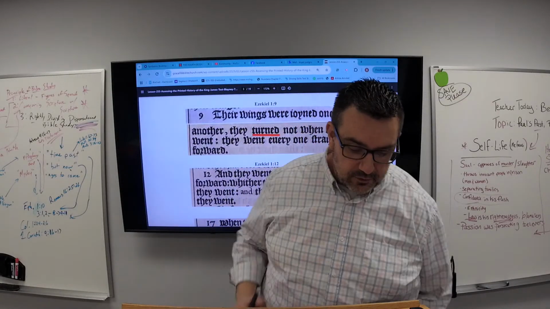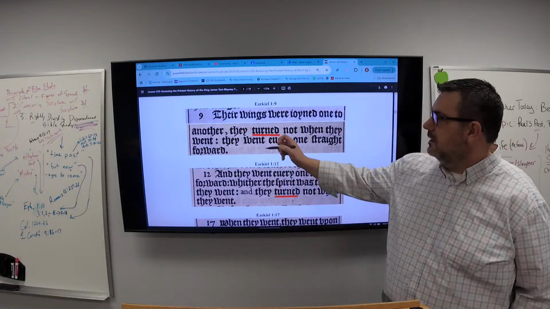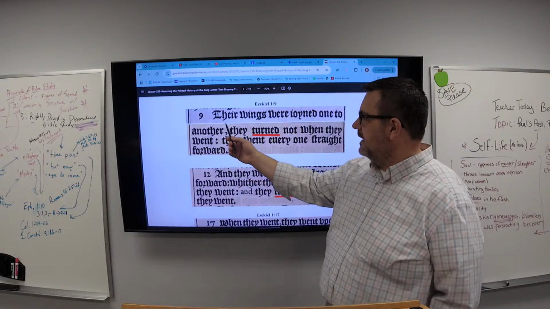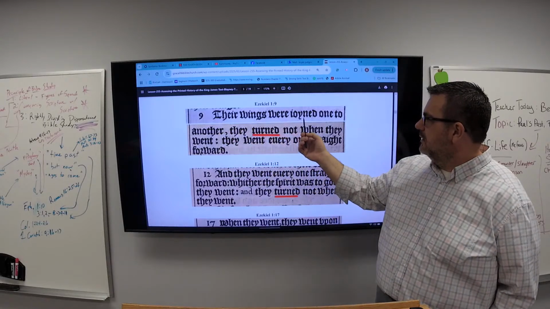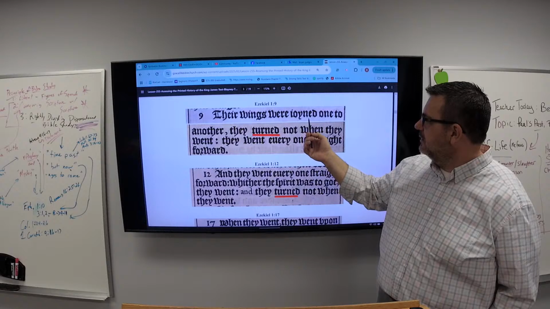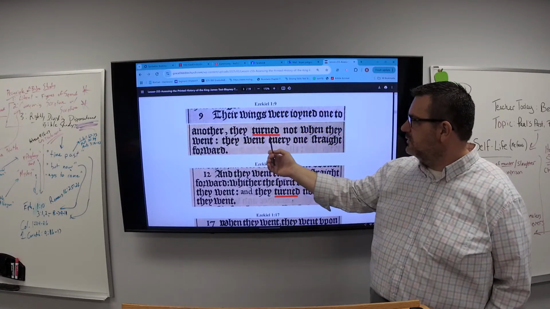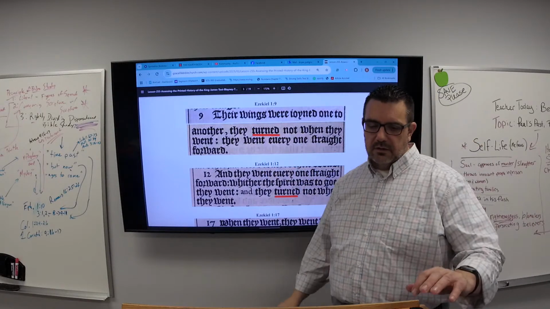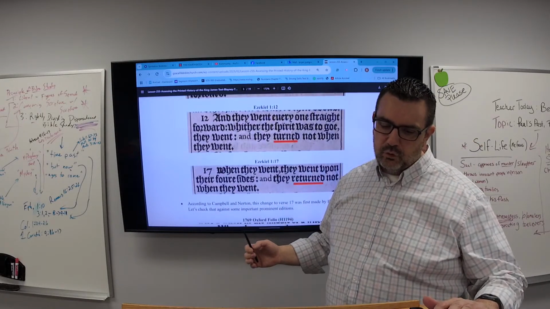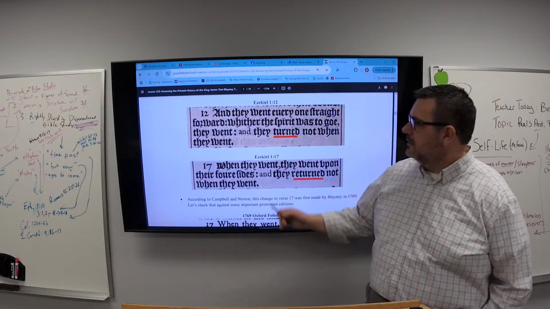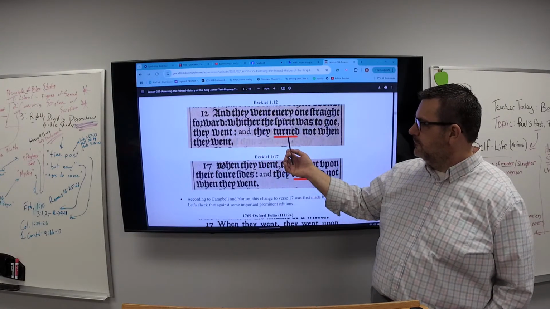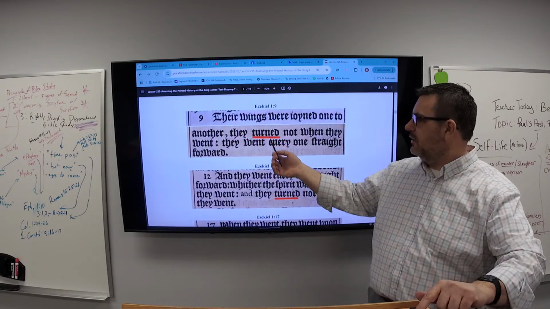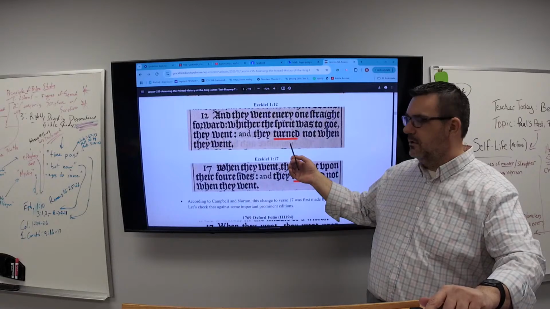So let's look first at verse 9. Notice, some of the font is difficult sometimes. "Their wings were joined one to another, they turned not." So the word here in verse 9 is what? Turned. Same chapter, look at verse 12. Okay? Again it says, "and they" what? Turned not. So verse 9 has "turned." Verse 12 has what? Turned.